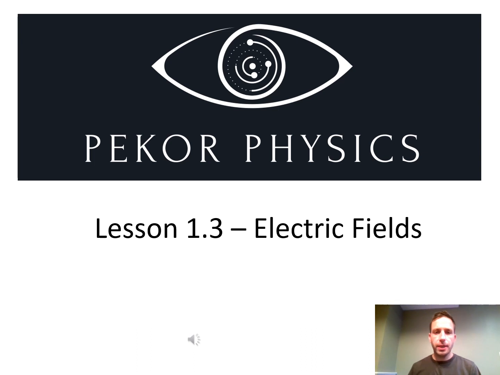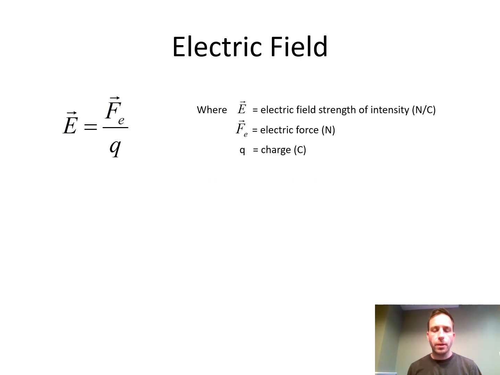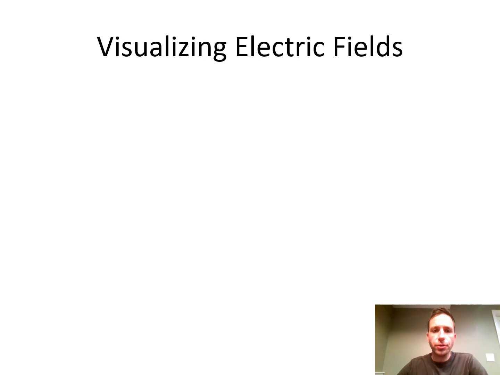Hi everyone. In this lesson, we're going to learn about electric fields. The electric field is a vector that represents the force per unit charge that a charge would experience at any point in space. The units for electric field strength are newtons per coulomb. An electric field can be thought of as a map that will tell us in what direction and with what strength a positive test charge will be pushed.